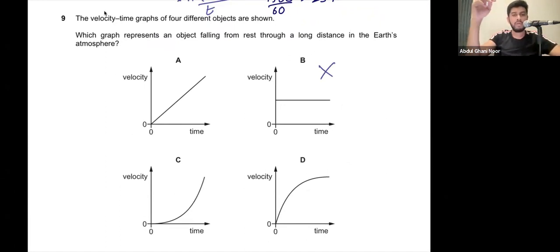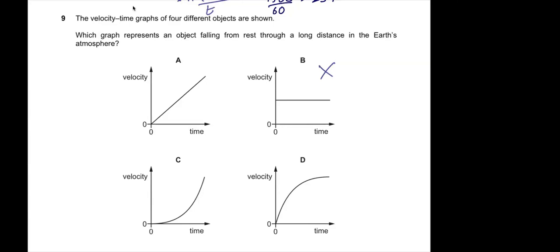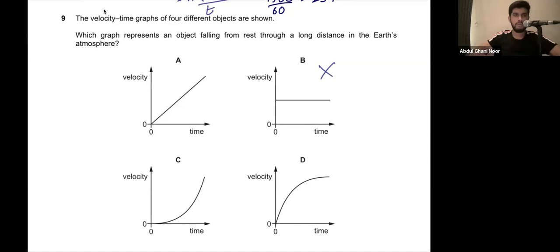Air resistance होगी तो एक पॉइंट ऐसा आएगा जब उसकी वेलोसिटी मैक्सिमम हो जाएगी, जब वो टर्मिनल वेलोसिटी पे रीच करेगा. So the velocity would eventually taper off to a maximum value, hence the answer is D.